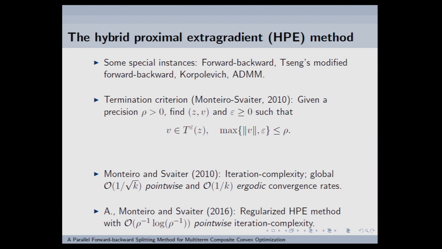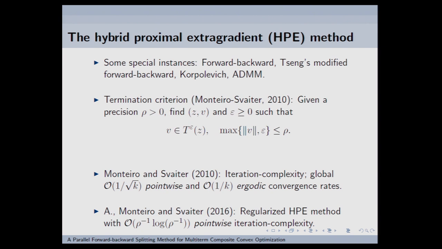This would give an iteration complexity 1 over epsilon squared. And this 1 over epsilon. So the question is if we can improve this one to the same order of this, like to improve this pointwise to the same order of the ergodic. And this we don't know.